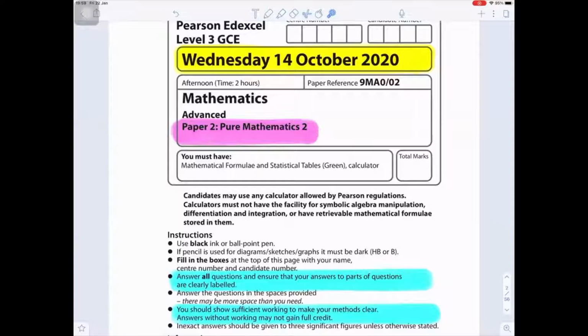Pearson Mathematics Paper 2, Wednesday, 14 October 2020. Answer all questions and ensure that your answers to parts of questions are clearly labeled. You should show sufficient working to make your methods clear. Answers without working may not gain full credit.